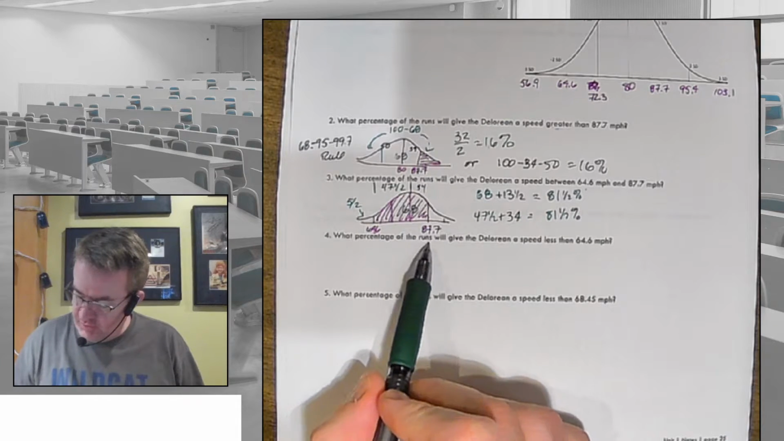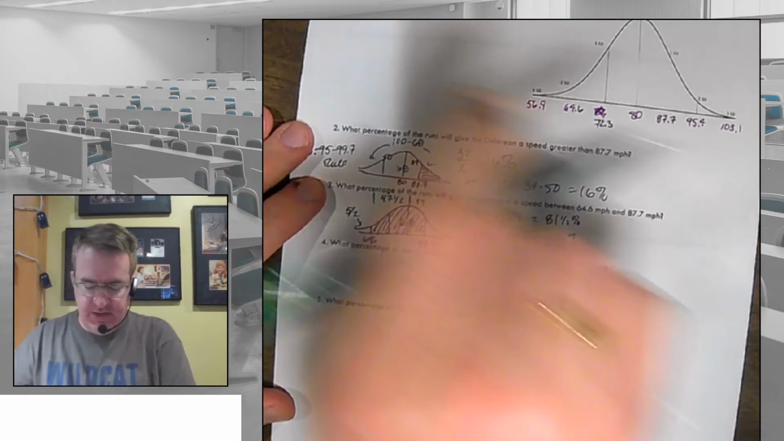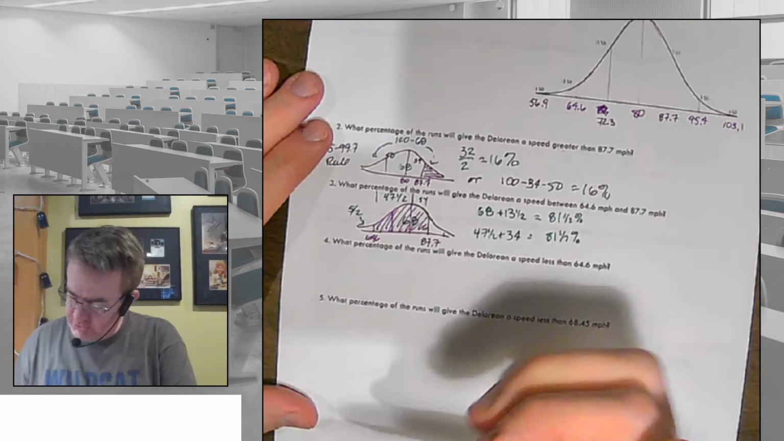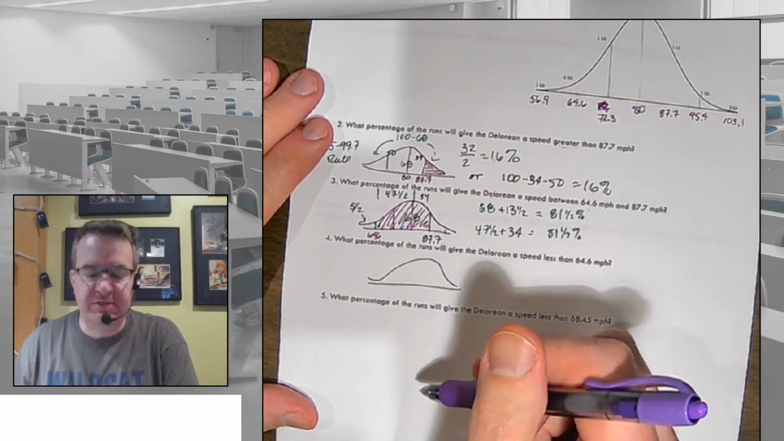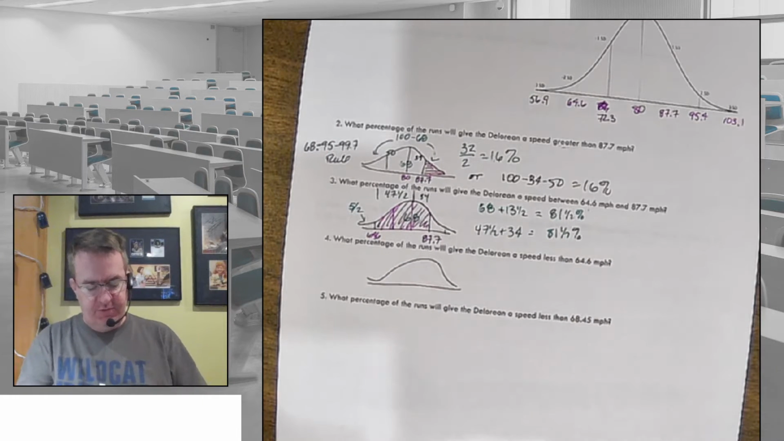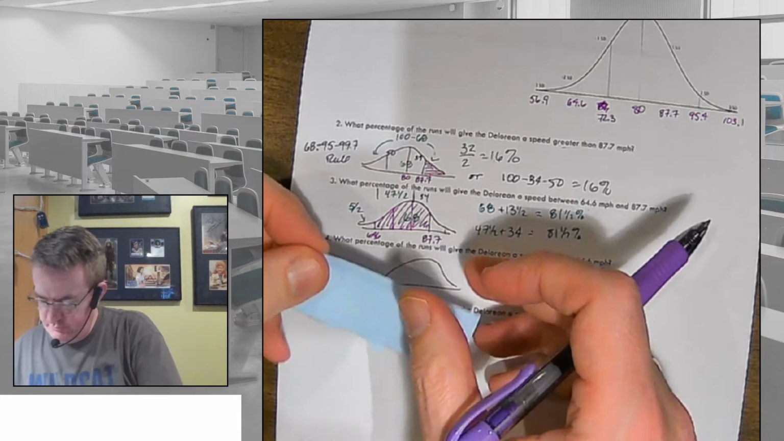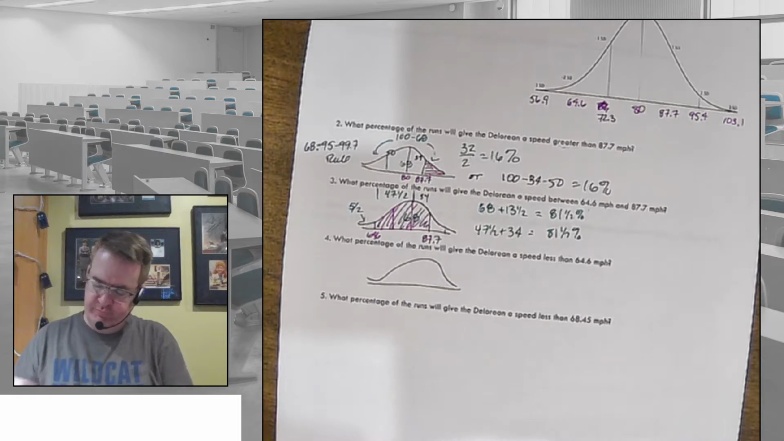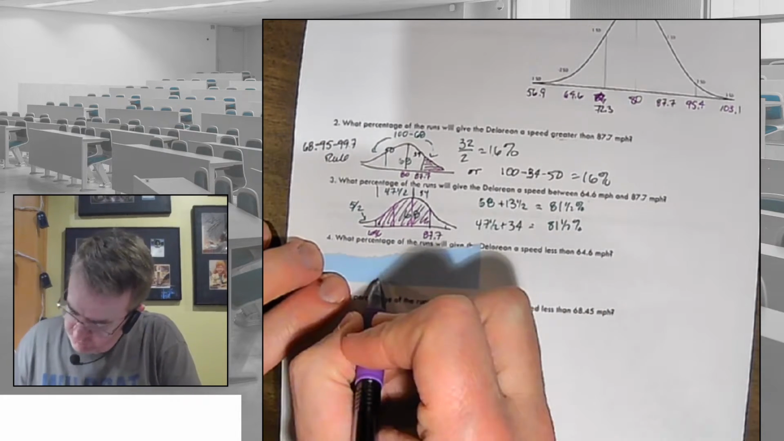What percentage will give the DeLorean a speed of less than 64.6 miles an hour? Again, draw yourself a pretty little picture. Wow, that's not pretty. I'm sorry you even had to see that. Too big. There, that kind of works.